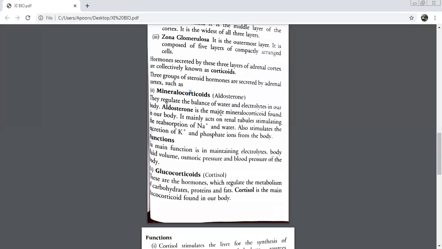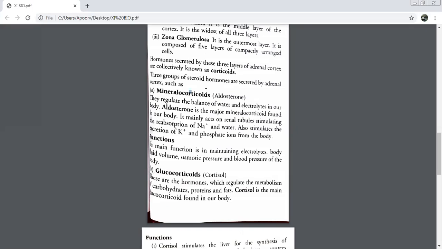They regulate the balance of water and electrolytes in our body. This is the major mineralocorticoid found in our body. If you break this word, mineralocorticoid, it is the corticoid which controls minerals. And we know what a corticoid is. Which minerals are we talking about? The major minerals, the electrolytes in our body. The balance of these electrolytes in water is controlled by this one.